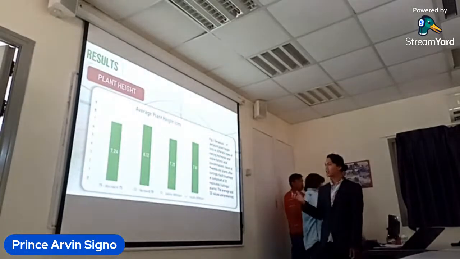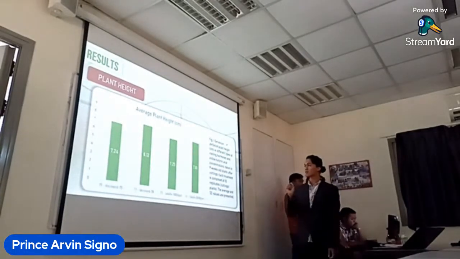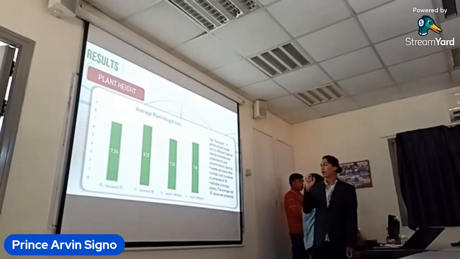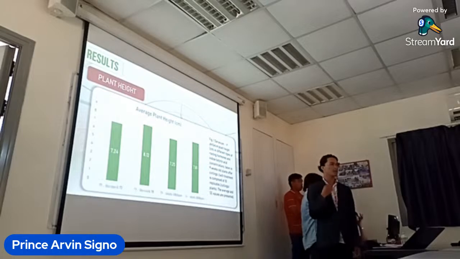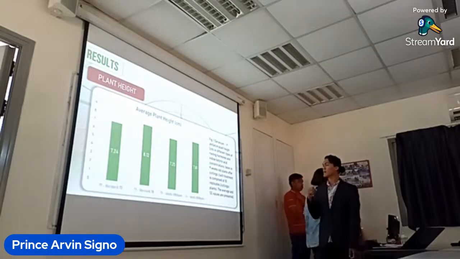On the other hand, treatment 3, Solofix 3000 ppm with IBA, had an average plant height of 7.25 centimeters. And lastly, treatment 4, Solofix 8000 ppm, had an average plant height of 7.81.